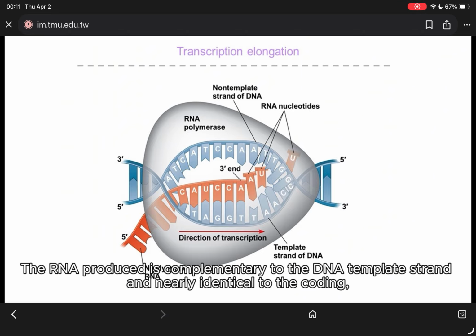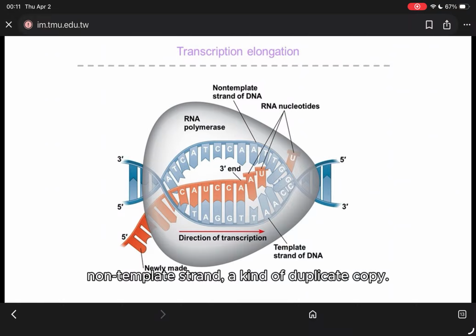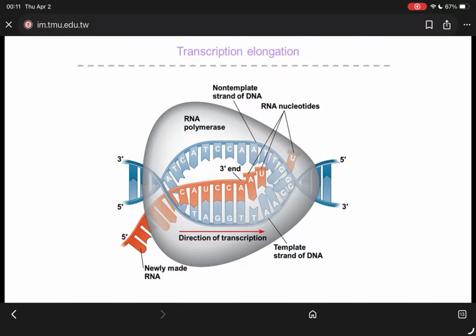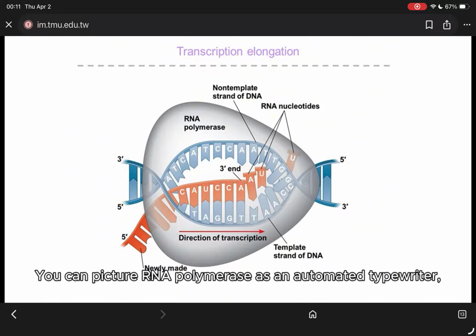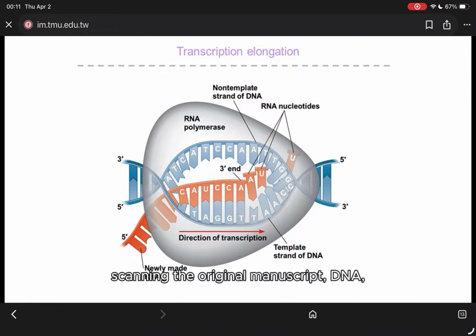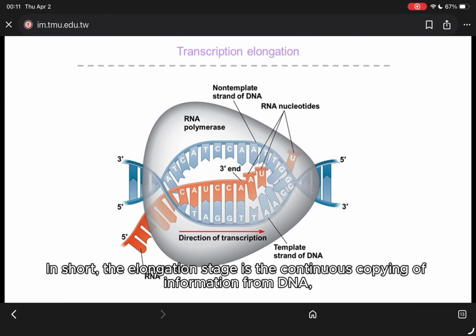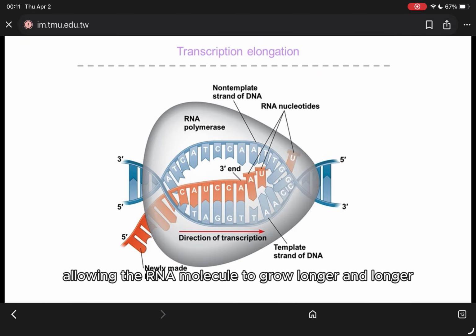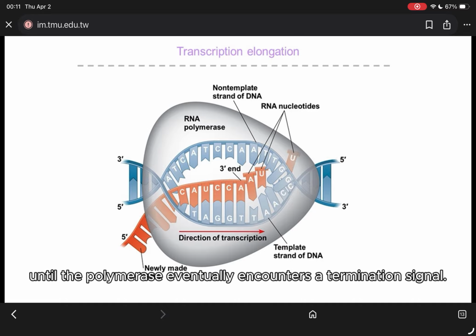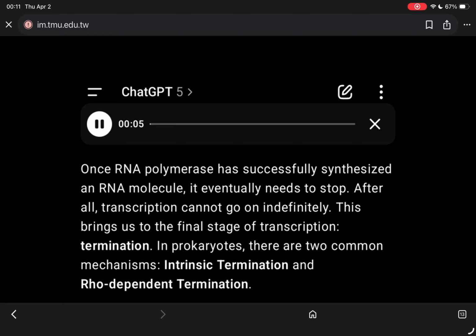The RNA produced is complementary to the DNA template strand and nearly identical to the coding, non-template strand, a kind of duplicate copy. You can picture RNA polymerase as an automated typewriter, scanning the original manuscript, DNA, while typing out a fresh transcript, RNA, all while cleaning up after itself, unzipping ahead, reclosing behind, and neatly spooling out the new RNA strand. In short, the elongation stage is the continuous copying of information from DNA, allowing the RNA molecule to grow longer and longer until the polymerase eventually encounters a termination signal.